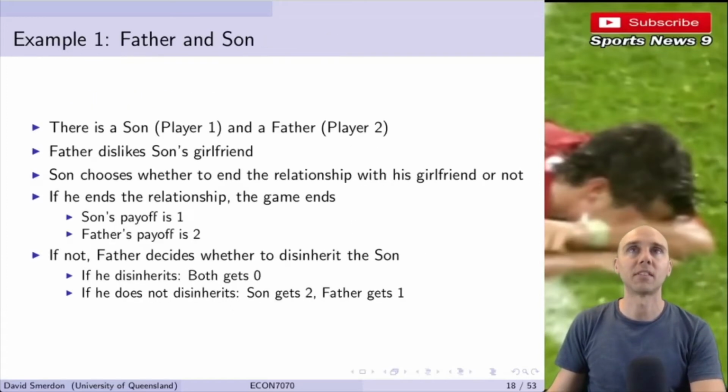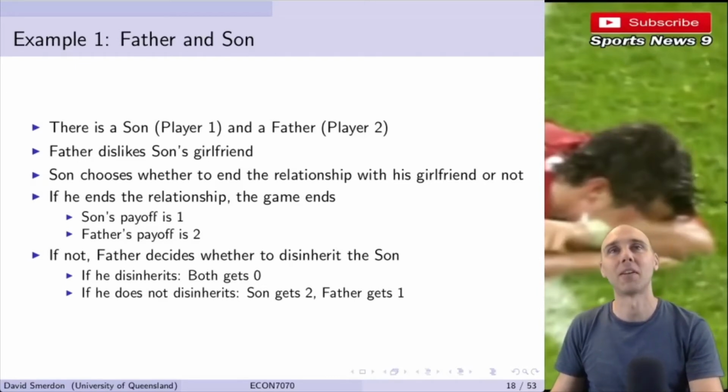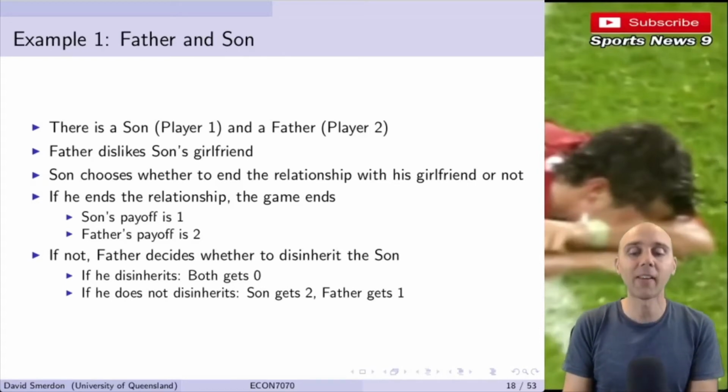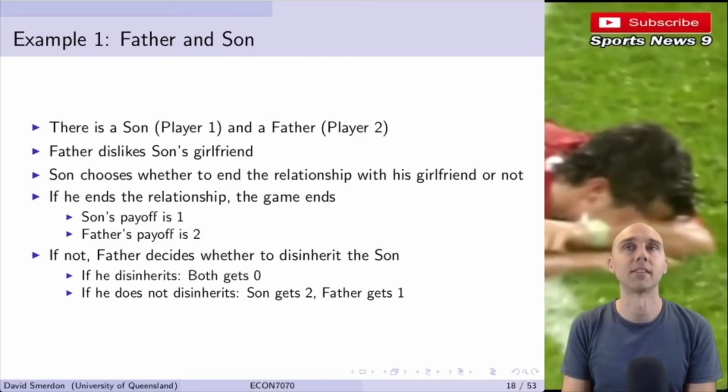We'll call this the father and son game. There is a father, player 1. There is a son, player 2. And the father does not approve of the son's girlfriend.